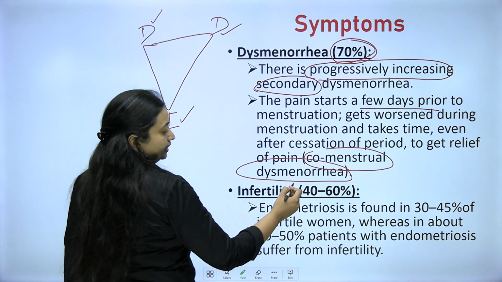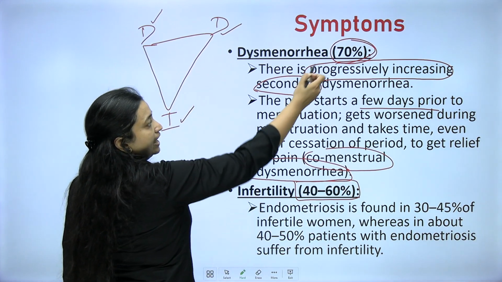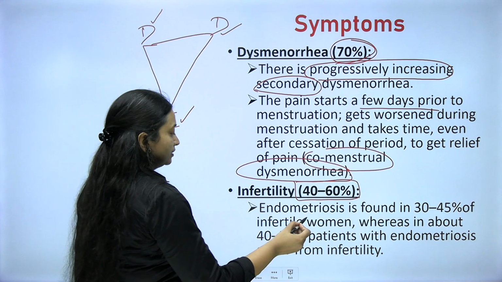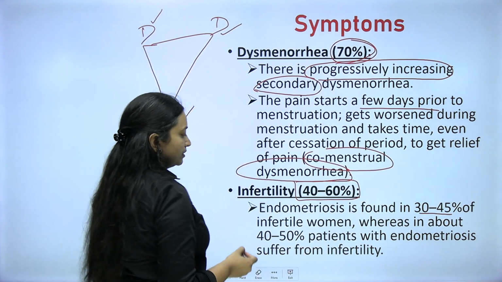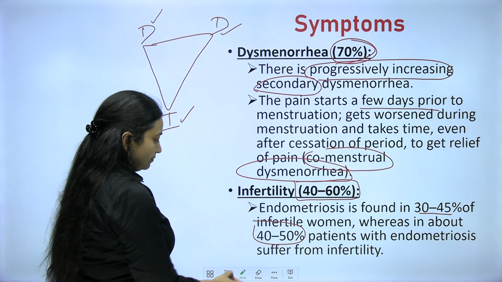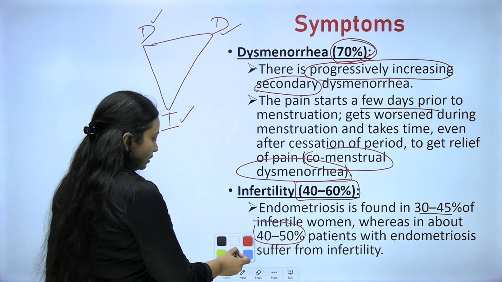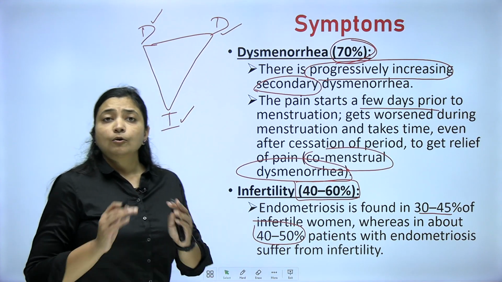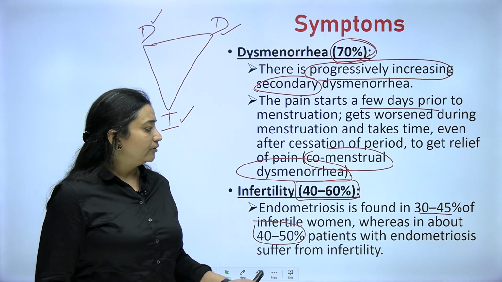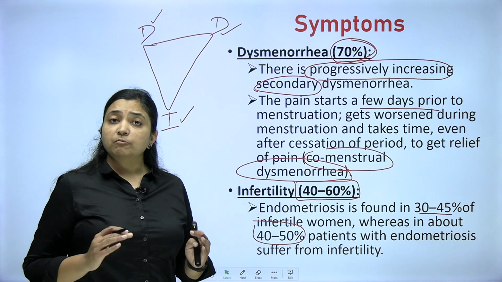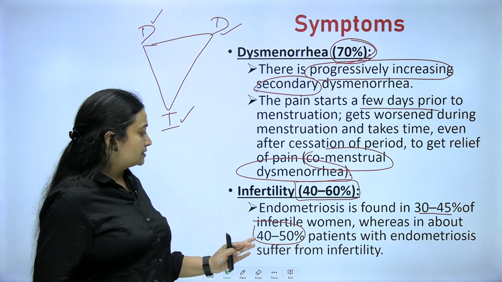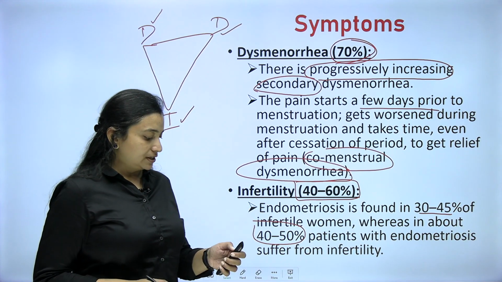Next is infertility, 40 to 60% of the cases. So the highest incidence is dysmenorrhea, and second comes infertility. Endometriosis is found in 30 to 45% of infertile women, whereas about 40 to 50% of the patients of endometriosis suffer from infertility. This line is important to understand: whenever you see cases of infertility, if you study the incidence of endometriosis in that cohort, it is 30 to 45%. But when you study a cohort of patients with already diagnosed endometriosis, then in about 50% of cases you will find infertility.